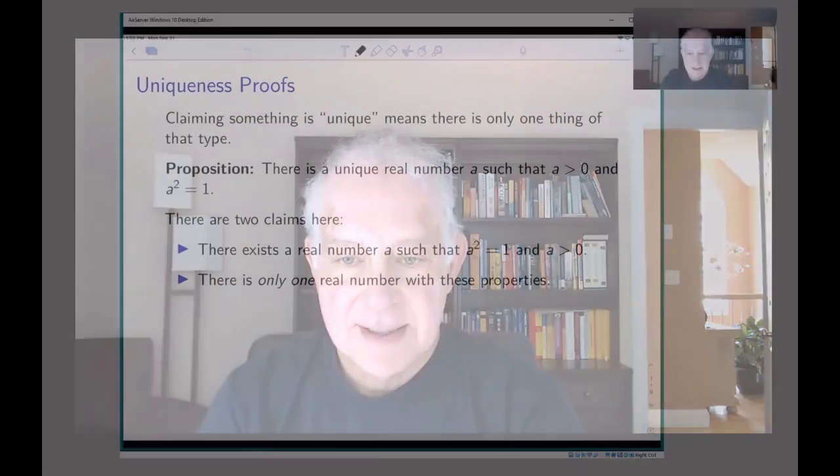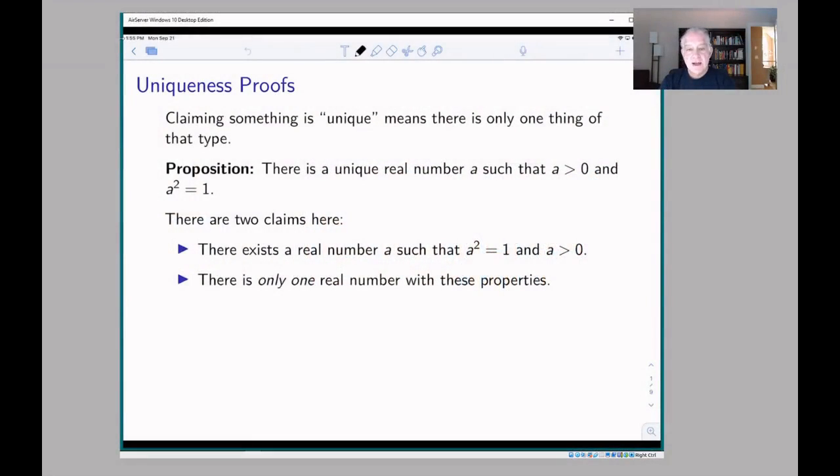But sometimes we want to show more. We want to show that not only does something exist, but only one of that thing exists. And that's where a uniqueness proof comes in. We say that something is unique, meaning it's the only one of its kind. So when we claim something is unique, we mean there's only one thing of that type.